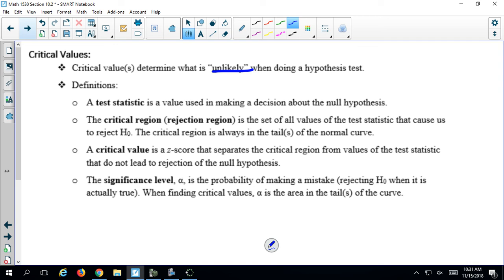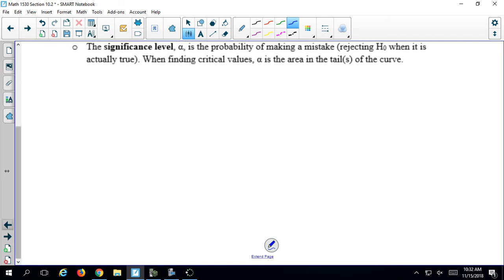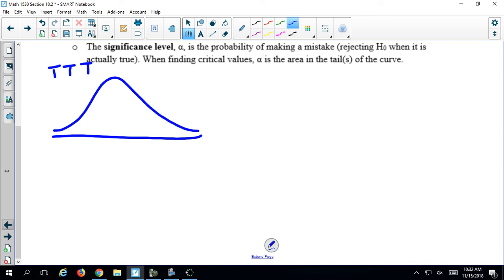The critical region are the tails. So in a two-tail test, it's the tails on the outside. If it's left-tailed, it's the tail on the left. And if it's right-tailed, it's the tail on the right. Alpha is the area in that tail, or tails. And the critical value is the z-score that separates that tail from the rest. So let me draw a picture, or I'll draw a few pictures here. Let's do a two-tail test. So there are 2 tails.